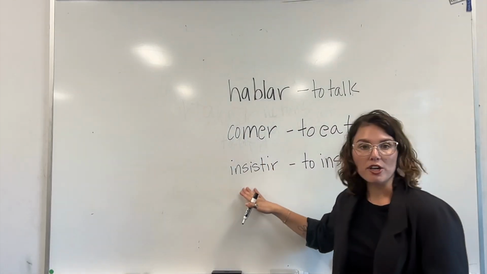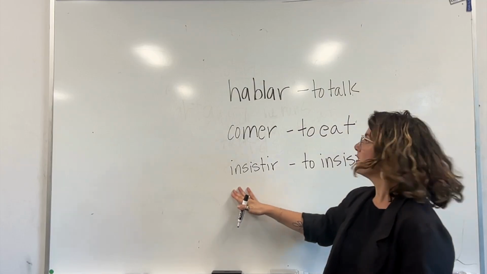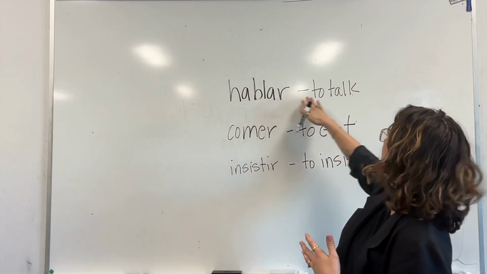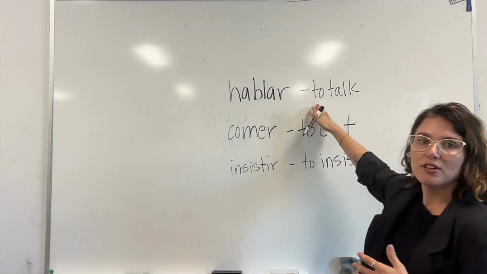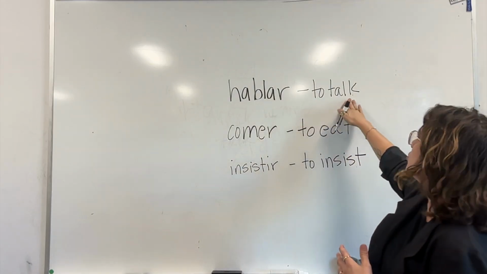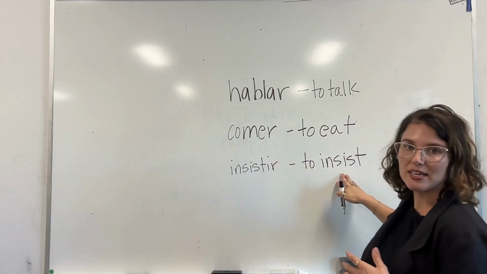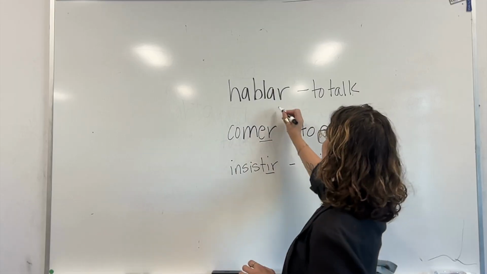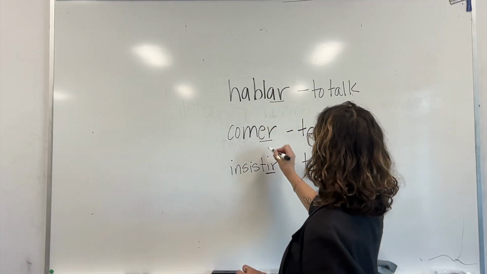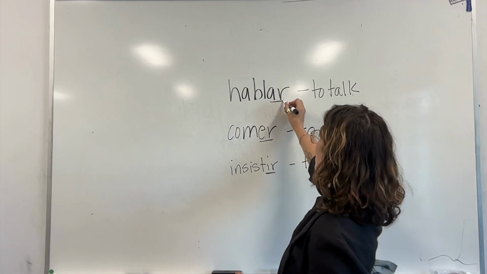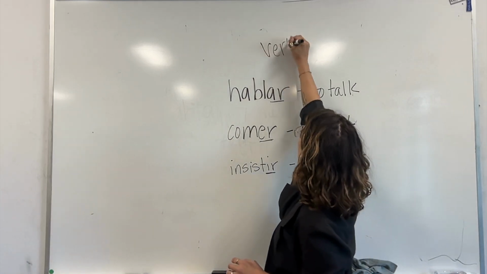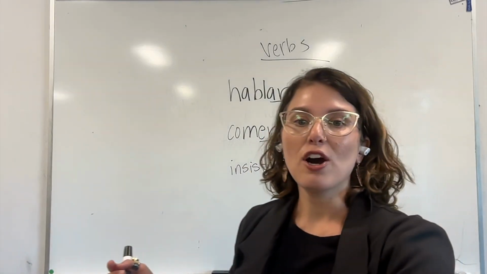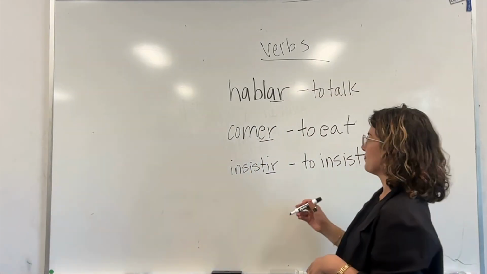This form of a word is called an infinitive. This means that it's in its most basic form, and it translates in this form: to talk, to eat, to insist. You might notice that all of these end in ER, AR, or IR. Every single verb in its infinitive form is going to end in either AR, ER, or IR.